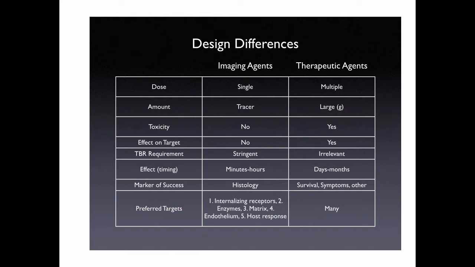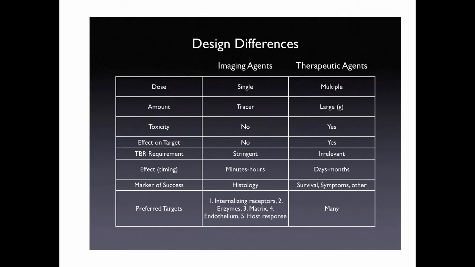So is there an effect on target for an imaging agent? That is no. For the therapeutic agent, yes, absolutely. You have to be able to have some kind of response. The target to background requirement is stringent for an imaging agent. You have to be able to see it. It's irrelevant for a therapeutic agent, except for that toxicity. So if there's a lot in the background or a tissue that has high toxicity with the drug, then that's going to be a problem.